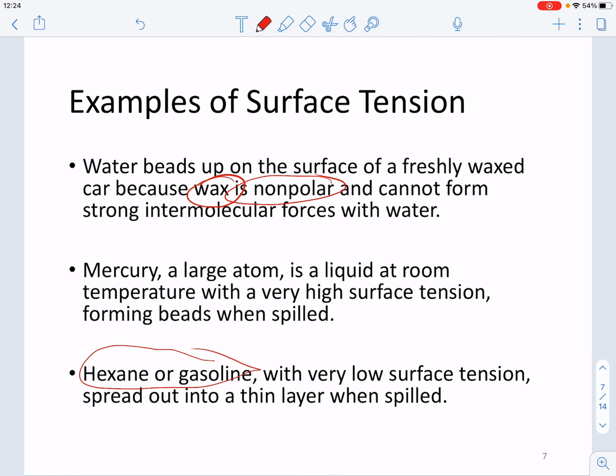So let's put it this way: if you spill water on the floor and you spill gasoline on the floor, the gasoline will travel faster because those molecules are not strongly held together. Okay, there is nothing preventing that molecule from going farther away from the other molecules. Okay, pretty much that's what surface tension means.